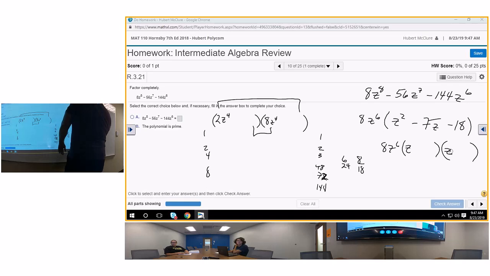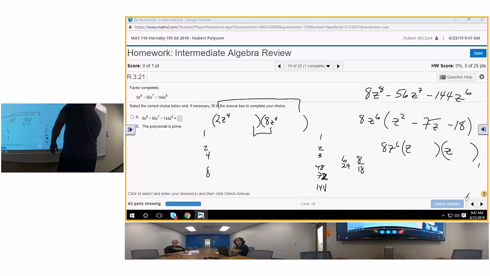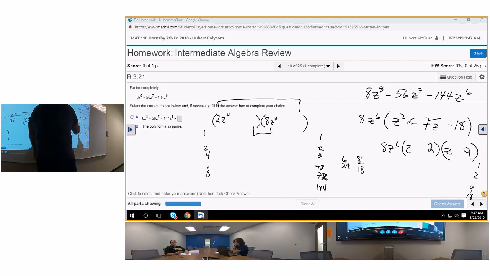I think we're going to probably use, let's see, 1 times 18, 2 times 9. I think we're going to use 2 times 9. So that's 2 and that's 9. Which one's bigger, 9 or 2? 9, so it's got to be negative. This means like or unlike? So that's your answer there.